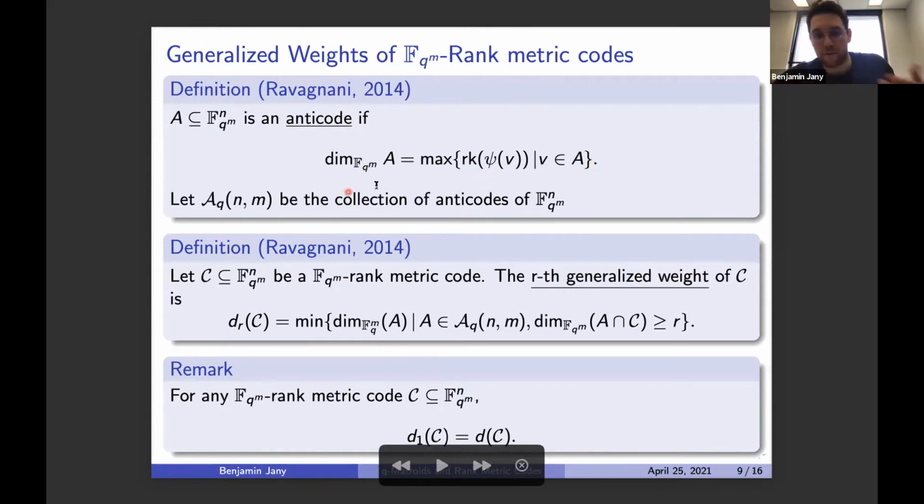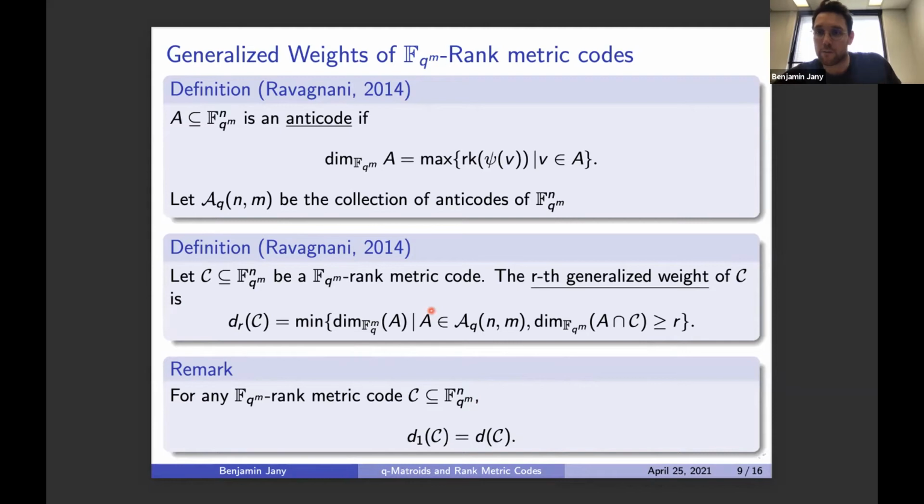Okay. And from those anticodes, we can define the r-th generalized weight to be the dimension of the smallest anticode that intersects a code C with dimension greater than or equal to r. And those generalized weights really generalize this notion of rank distance as well, because one can check that the first generalized weight is equal to the rank distance. Now, I don't want you to fully understand what those generalized weights are. They're hard to just grasp. I just want you to know that they are useful invariants of our rank metric codes. Okay, so keep those generalized weights in mind.